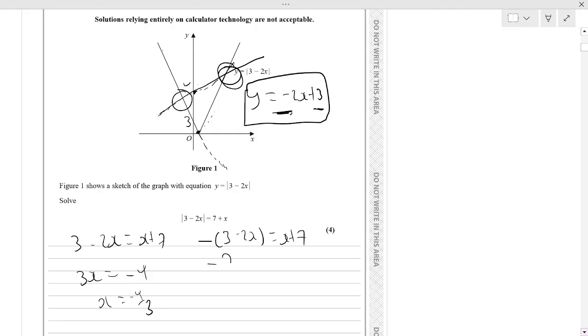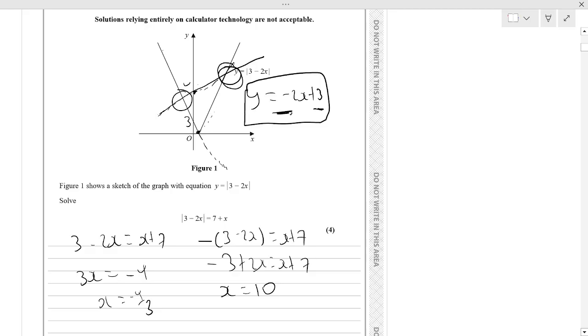And then you can expand it. So minus 3 plus 2x is x plus 7. So you can take away x from both sides. So you have x equals, and then add 3. You should get x is 10. And those are our two solutions, with only two intersections.